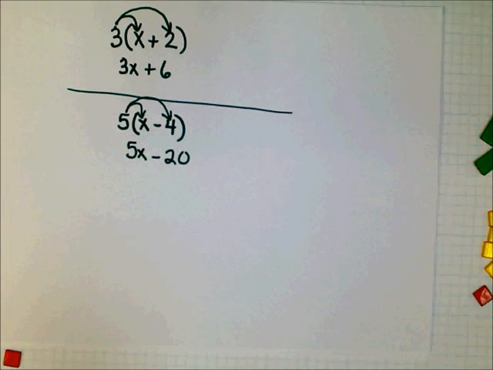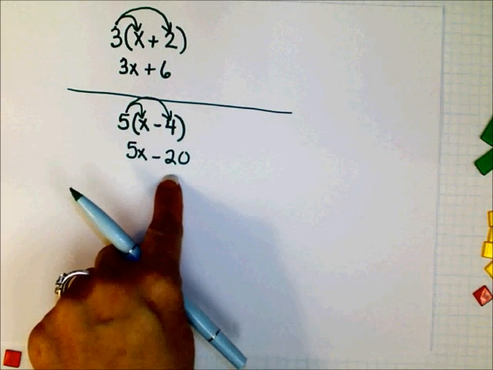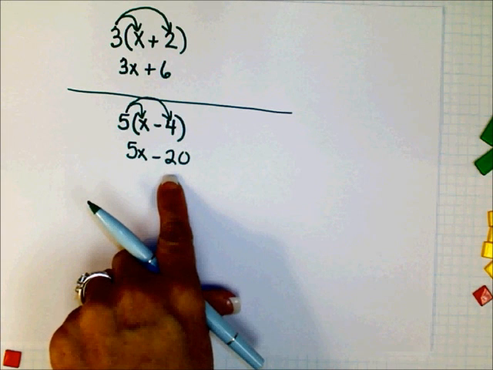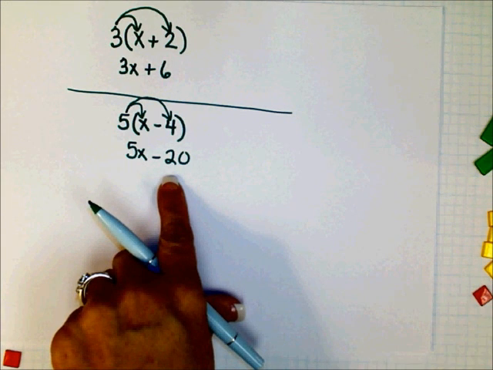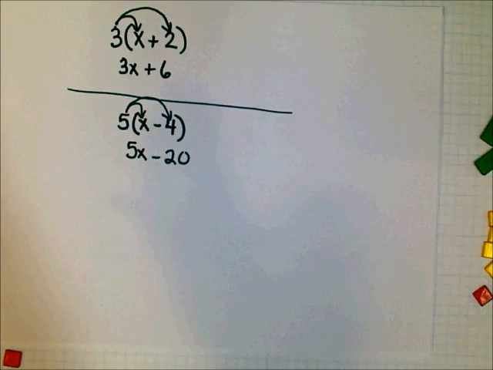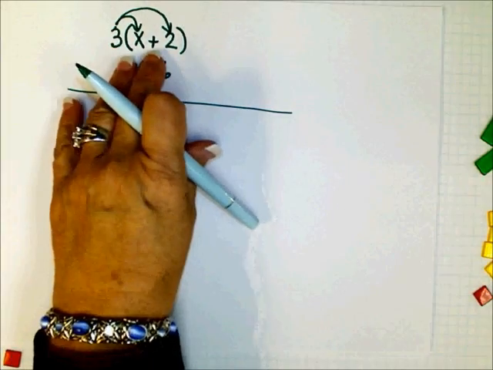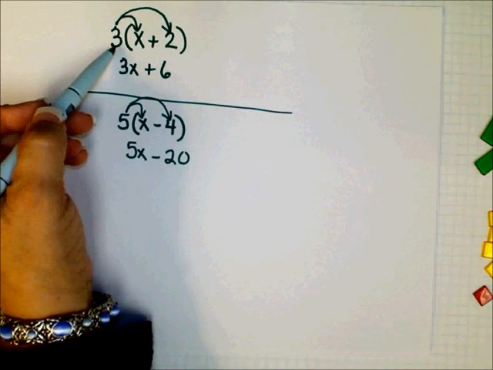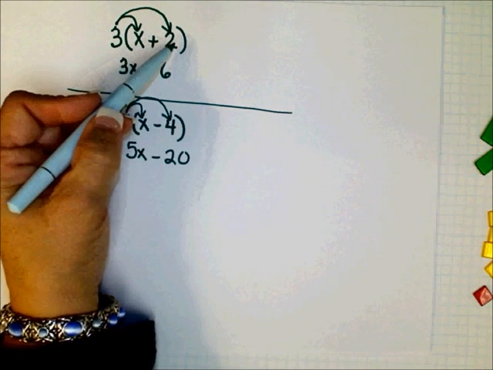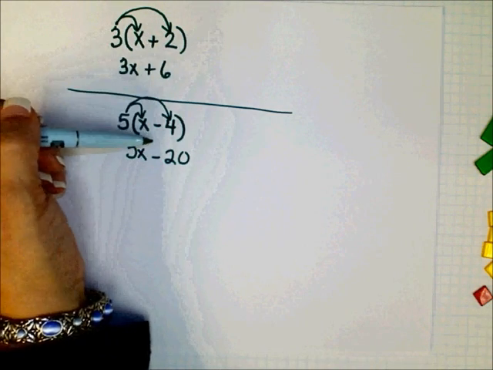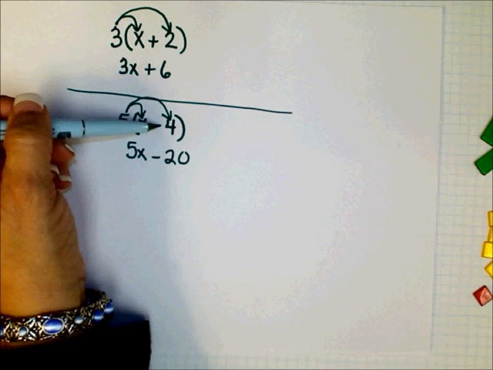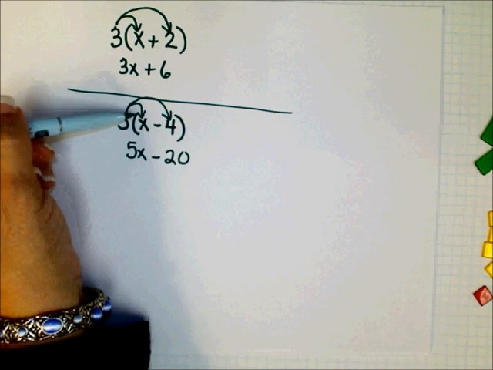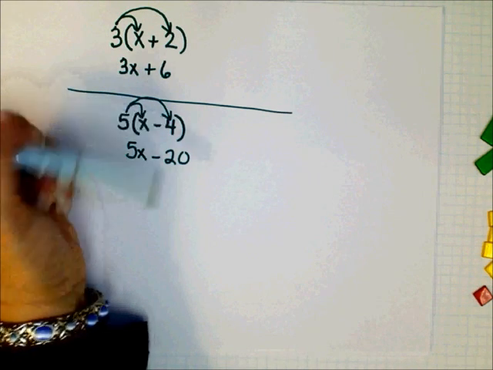Now, notice that the real name for this property is the distributive property of multiplication with respect to addition. In other words, I can write everything as a multiplication problem. So I'm multiplying the 3, but I'm respecting the addition that's inside the parentheses. Now, you may say this is subtraction, but this also could be thought of as plus a negative 4. This could be 5 times the quantity x plus negative 4.